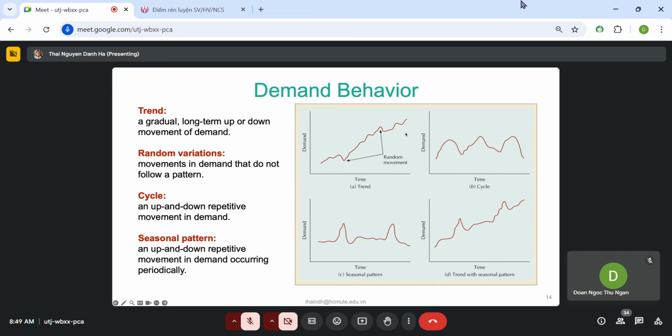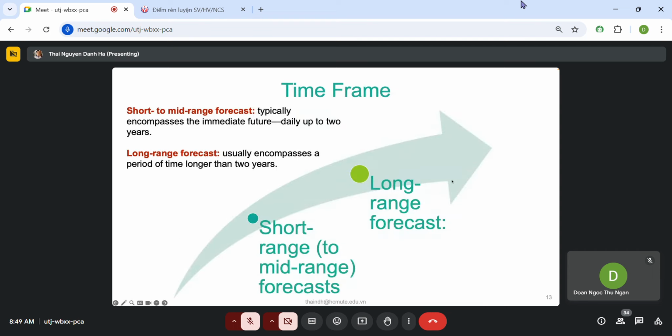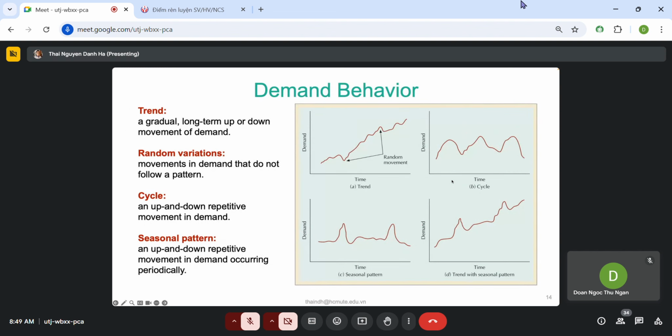For the demand behavior, we have the pattern here. This is the pattern of the demand. In the demand behavior, we have the trend, the random variation, the cycle, and the seasonal pattern, and based on the demand behavior, we have the demand pattern.